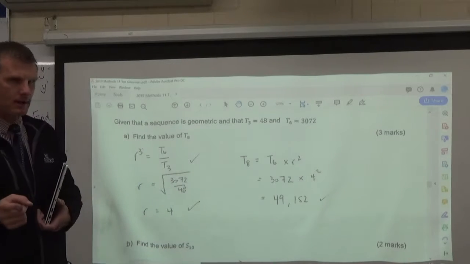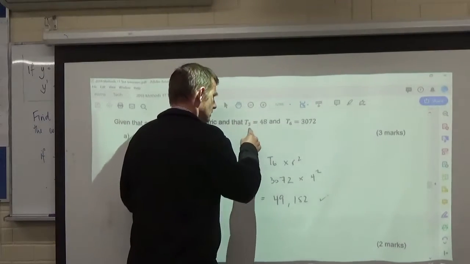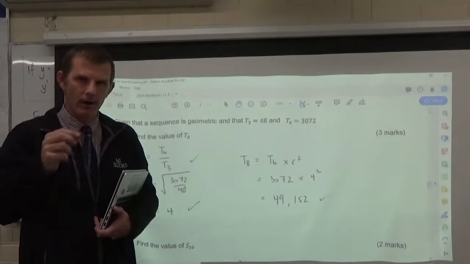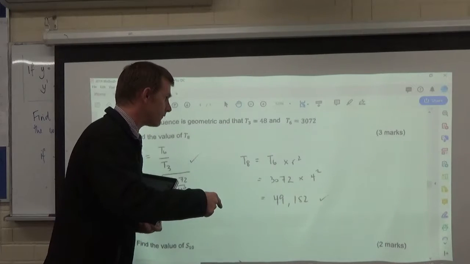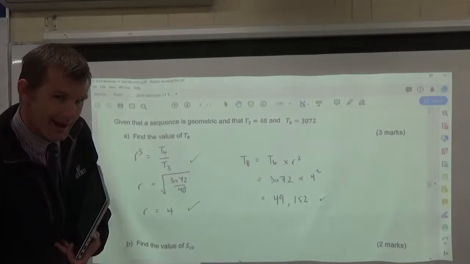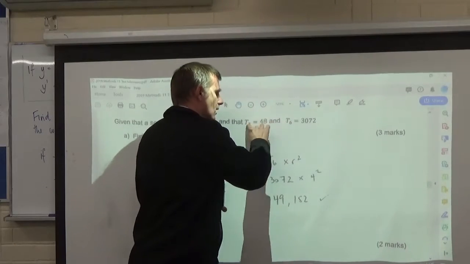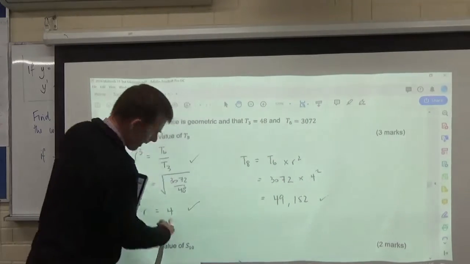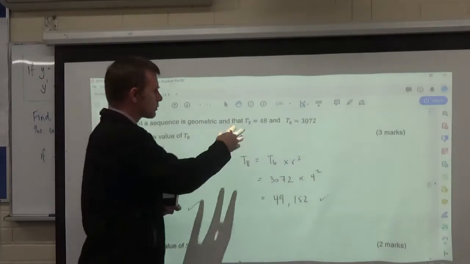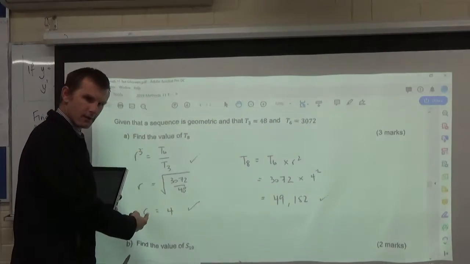Could this be negative 4? No, it can't be, because if I took T3 and multiplied by a negative, T4 would be negative. T5 would be positive. T6 would be negative. Well, it's not. So because these are an odd spacing, 3 apart, I can't have a negative here. If these were an even spacing apart, then I could have had a negative here.